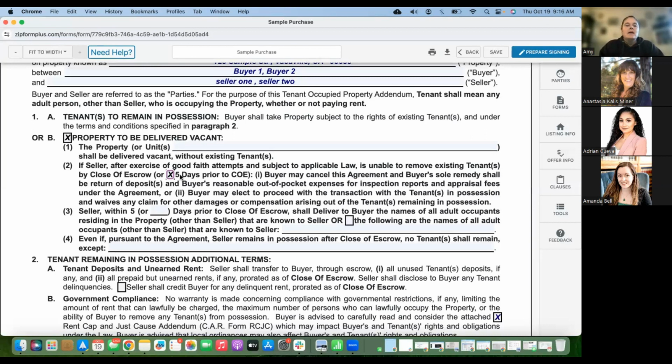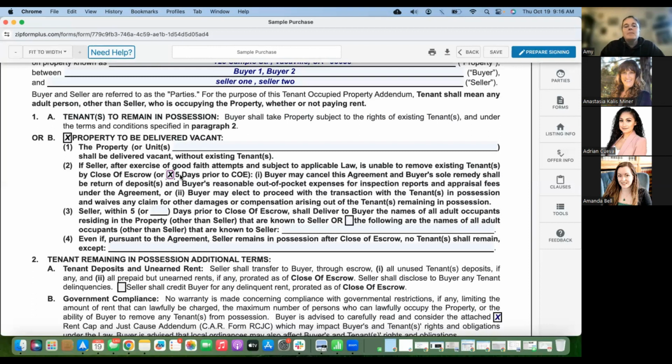Okay. Number B3 is seller within 5 days prior to the close of escrow shall deliver to buyer the names of all adult occupants residing in the property other than the seller who are known to the seller, or the following are the names of all adult occupants other than the seller that are known to the seller, right? So it's just saying, hey, within 5 days prior to close of escrow, seller's delivering that information to the buyers. So if the tenants have not yet vacated the property, buyers are getting that information.